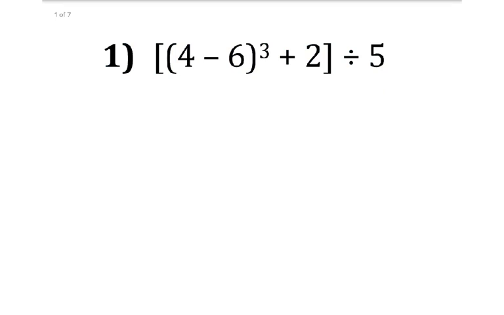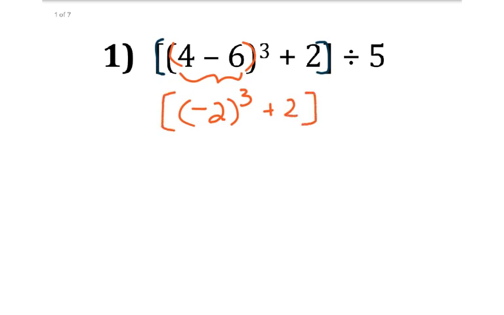This is an order of operations problem. There's grouping symbols, the brackets, and then the parentheses. So the first thing we're going to do is the parentheses. So 4 minus 6 is -2. And then nothing else is going to happen in my first step.